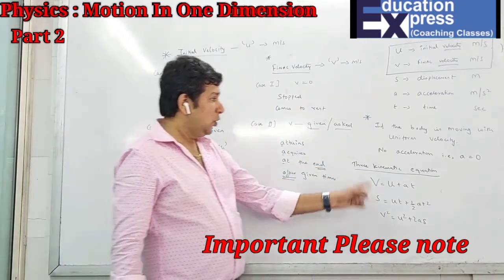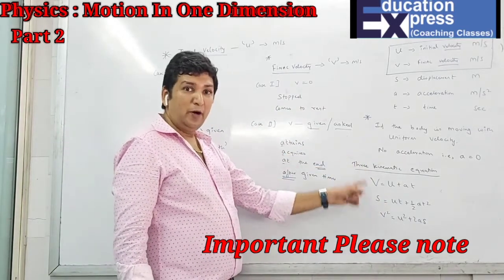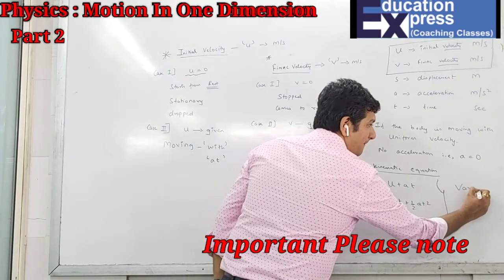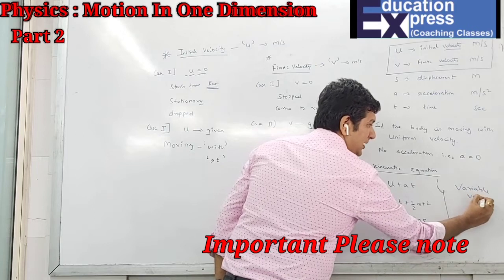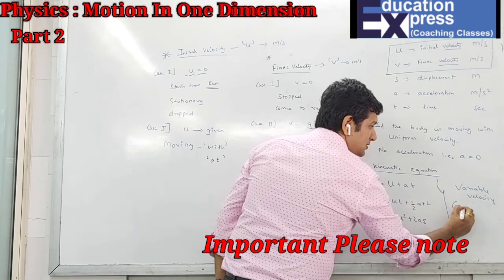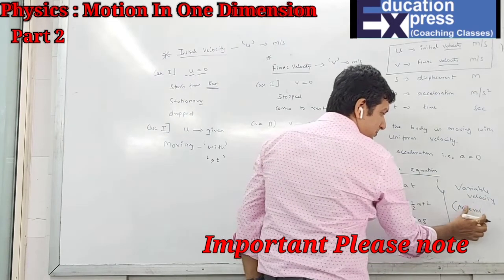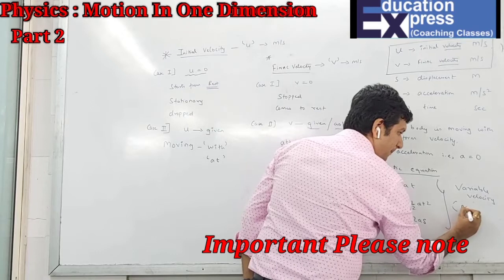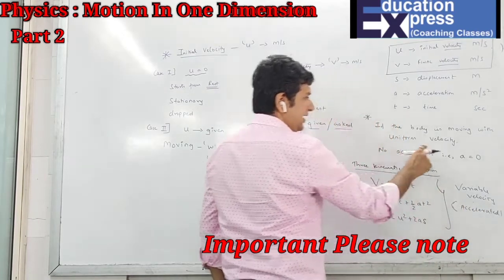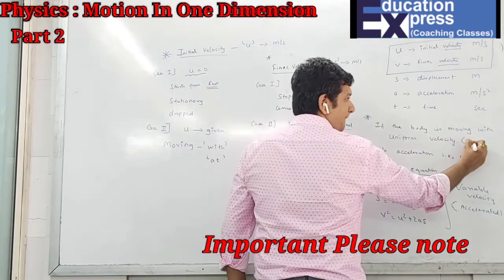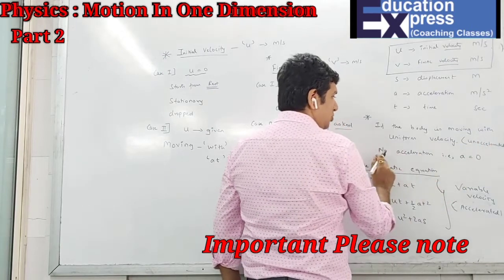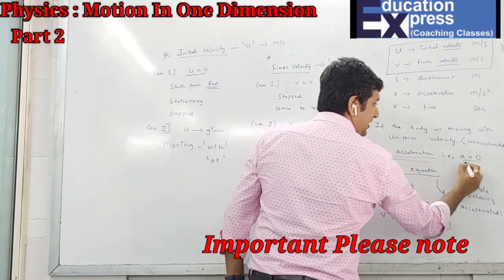You can use these only and only if the body moves with variable velocity, in other words, the body is accelerated. Here we say this is which motion? Unaccelerated. It means no acceleration, and a is 0.